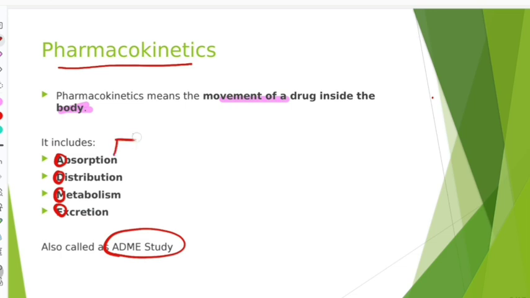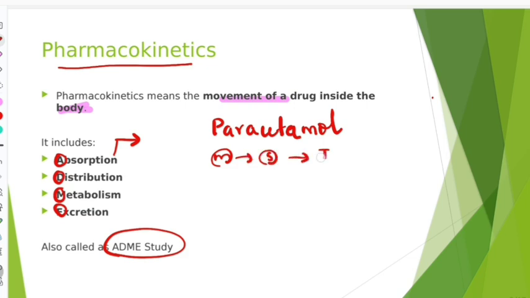So I'll give you one simple example. Let us take paracetamol, because it's very simple, it is familiar. You all would have taken paracetamol at least once, right? You swallow a paracetamol tablet. From the mouth, it goes to the stomach, then to the intestine. From the intestine, this drug enters the blood. That entry into blood is called as absorption.